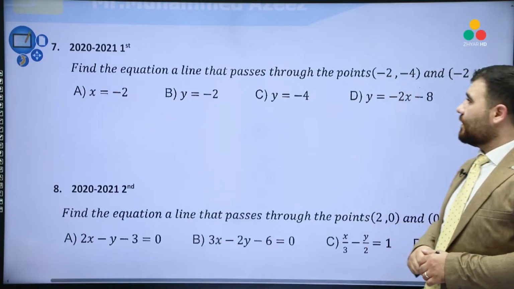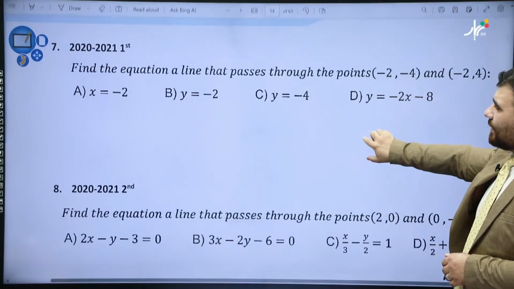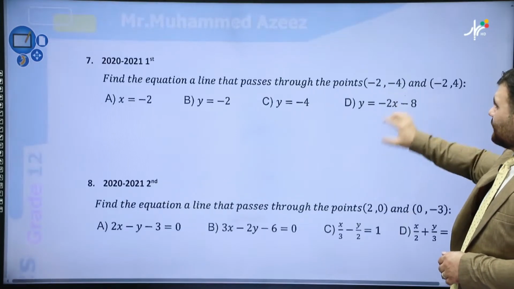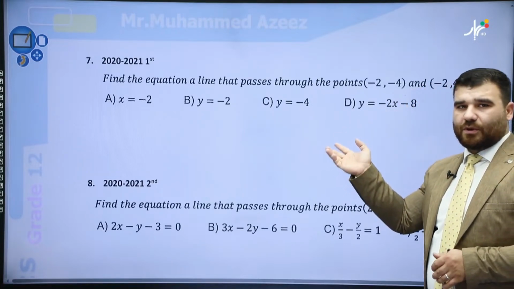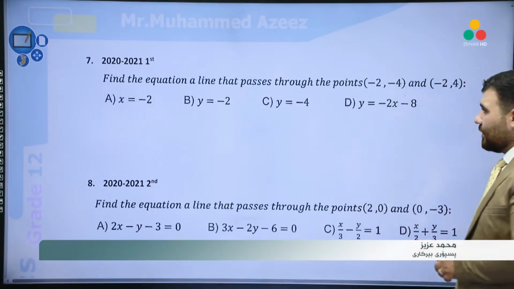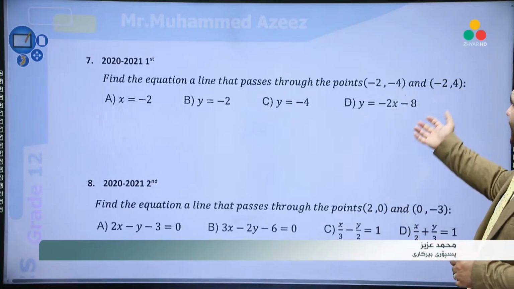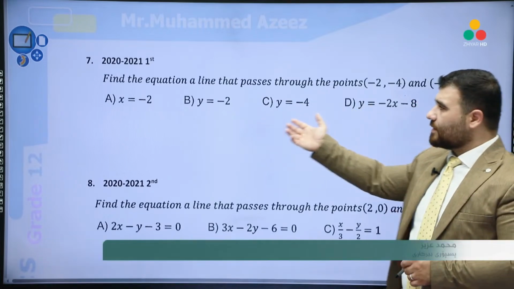Find the equation of a line that passes through this point and this point. To find the equation of a line, two points are given. We use both points to find the slope. Then we use one of the points to find the equation of the straight line. Or we can just check if the equations satisfy the points.